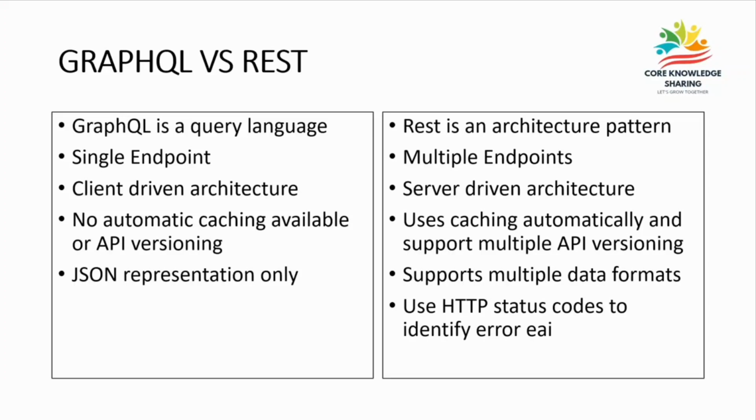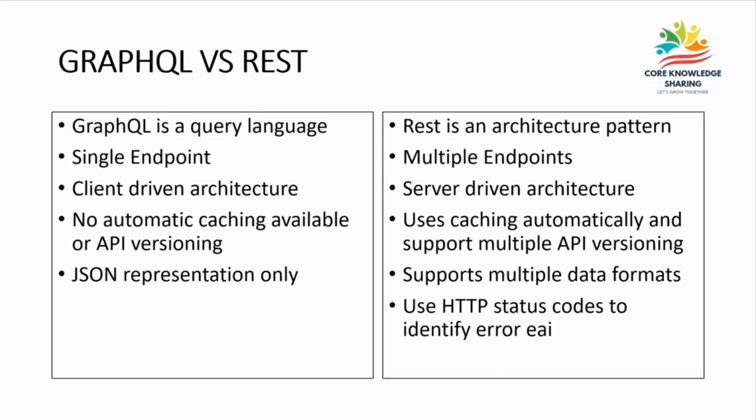A downside of GraphQL is that you don't have an automatic caching mechanism or API versioning, whereas REST uses caching automatically, and it also supports multiple API versions. GraphQL only supports JSON, whereas REST supports multiple data formats. REST also exposes various HTTP status codes to identify errors easily, whereas GraphQL doesn't expose any HTTP status.